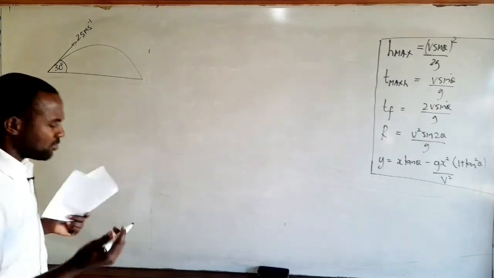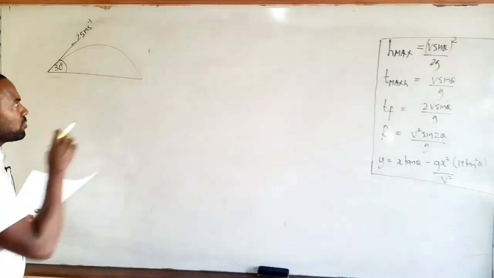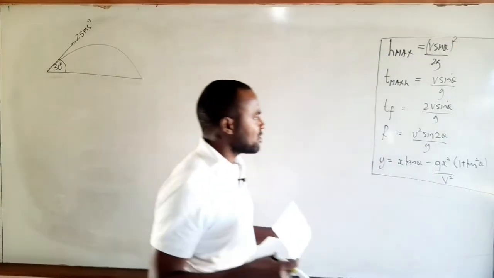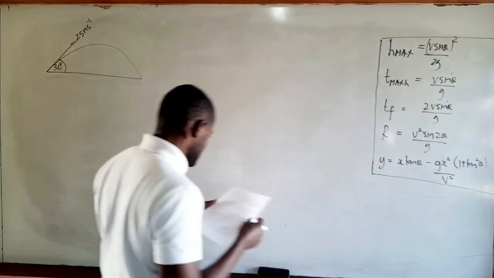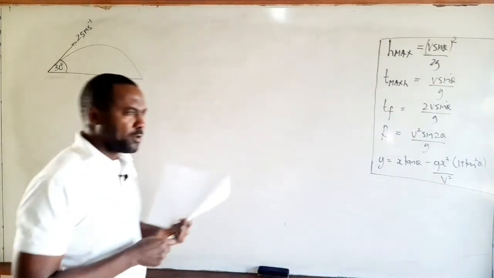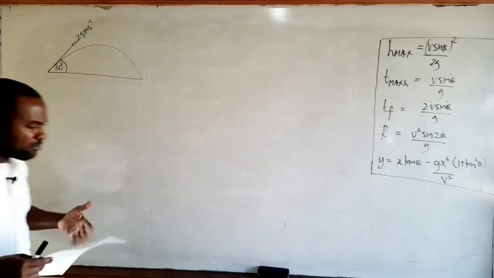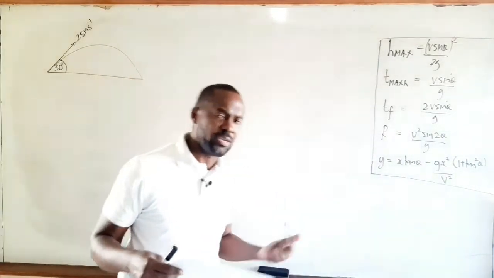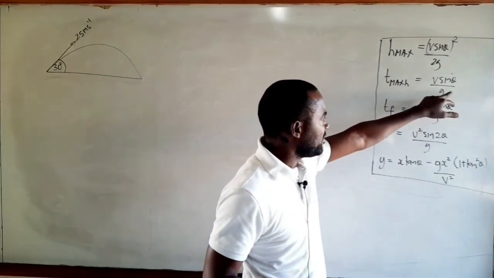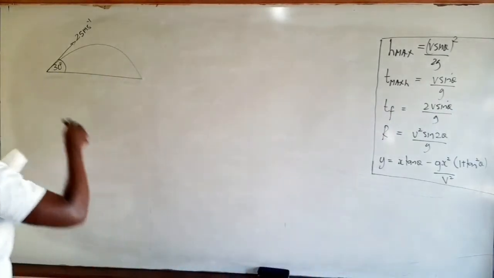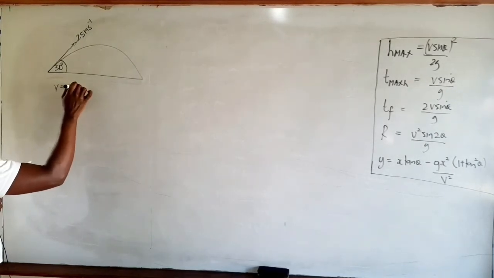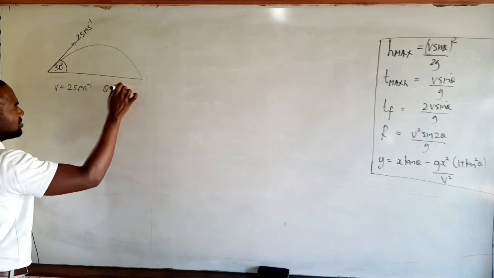Throughout this motion, the acceleration a will be equal to minus g, and that, of course, would have been used to derive these equations. We want to find the time taken to reach the greatest point of its trajectory. When we speak about the greatest point of its trajectory, we're talking about the maximum height. So we want to find the time taken to reach maximum height, and you can use a formula for that. The time taken to reach maximum height is equal to V sine theta over g. In this case, we have the initial velocity of projection, V equals 25 meters per second, and the angle theta is equal to 30 degrees.